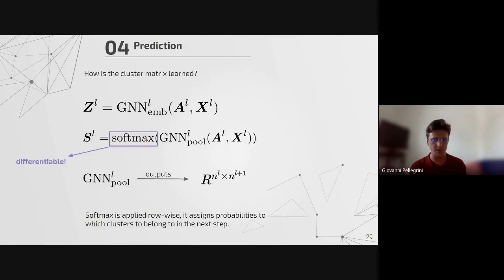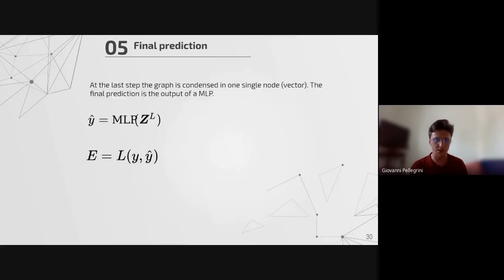So this is basically what we are going to do at each step. At the last one, we're going to have simply a prediction. When we have done all the hierarchical steps, ZL, we simply use a multi-layer perceptron in order to obtain the predicted value that we can then use in a loss to calculate the error, then the gradient, and then backpropagate it and update the parameters of the model.